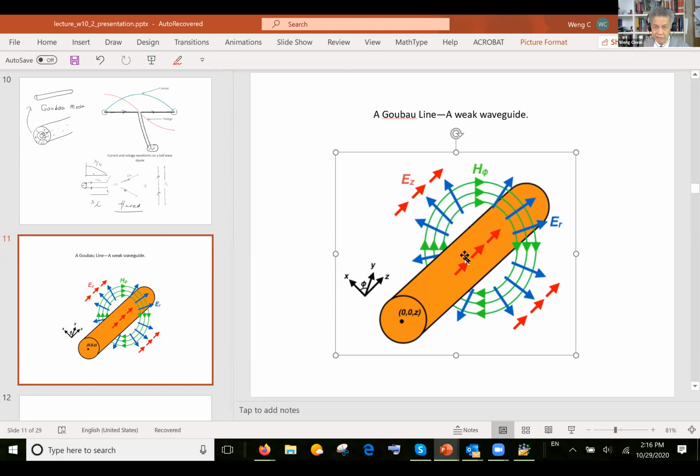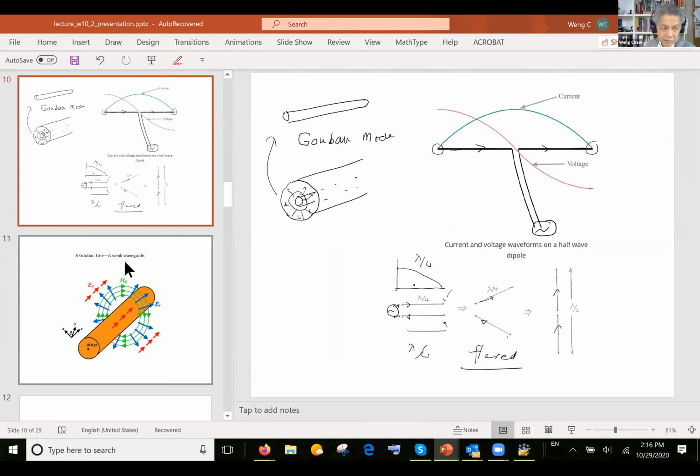Okay, a Goubau mode, and you can have a current flowing on this wire. The electric field will look something like this. The magnetic field will go something like this. Okay, and the only difference of this from a coaxial cable is that this thing radiates and loses energy, whereas in the coaxial cable, there's no way for the energy to leak away. Okay, I can think of this as a Goubau line, if you want to think of it that way.